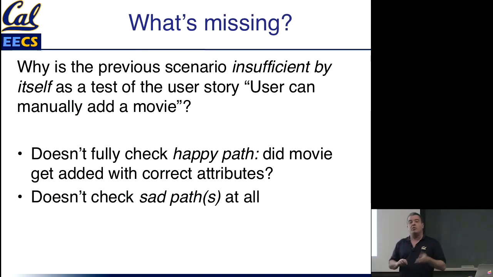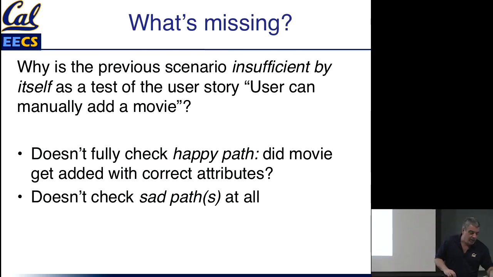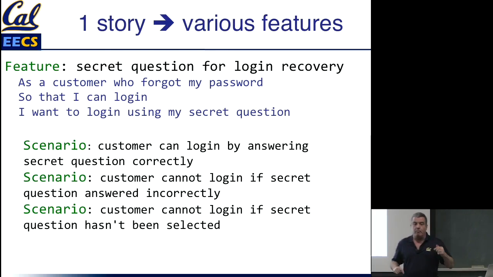So we'll talk about how to resolve those things, but the moral of the story is that typically one user story becomes various Cucumber features. What the customer thinks of as, oh yeah, let's be able to add a movie manually, that's going to turn into quite a bit of testing.